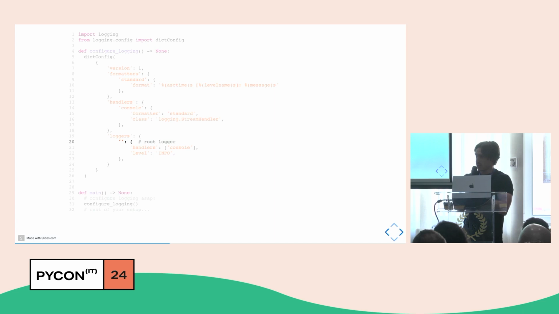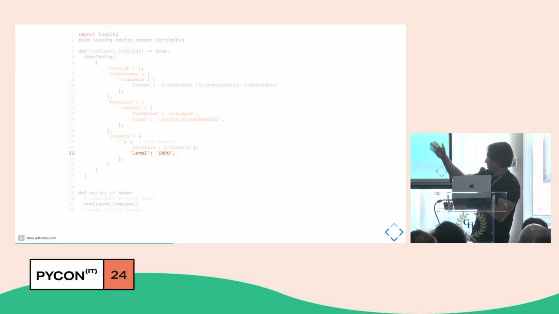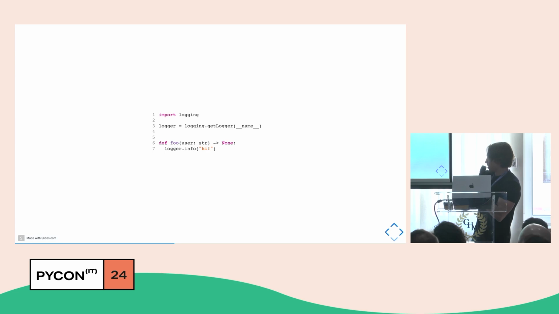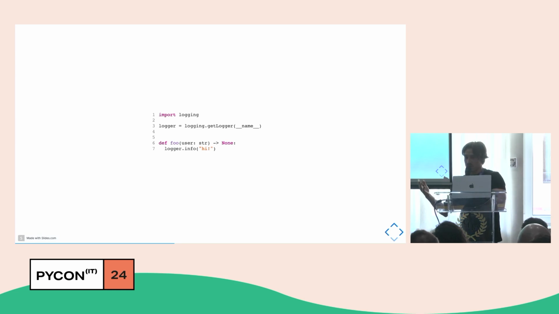Then you have to make sure you configure the root logger, which you refer to with an empty string. Totally makes sense. Make sure you give it a level. I forget to do this all the time. Otherwise, you'll configure the whole thing, there's no level, and the default's warning, I think. So when you try logging.info, it's just not going to come out, and you're confused as to why. And then finally, you'd call a function like this, and then run the rest of your code.